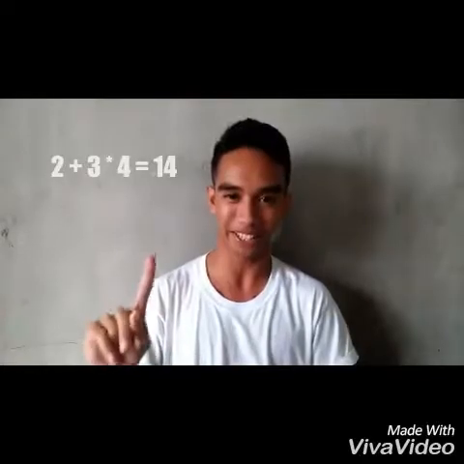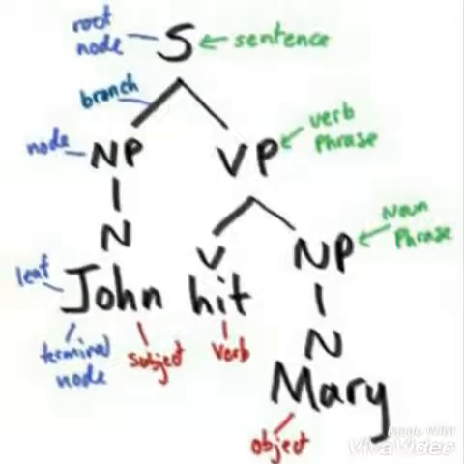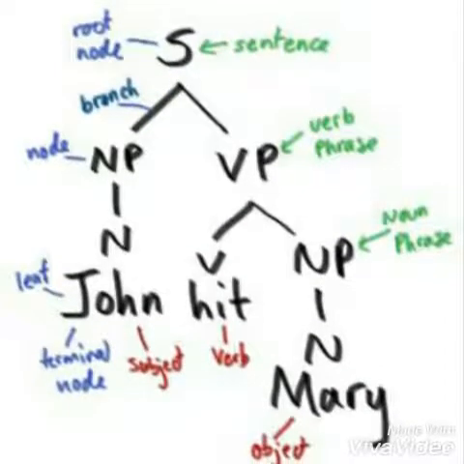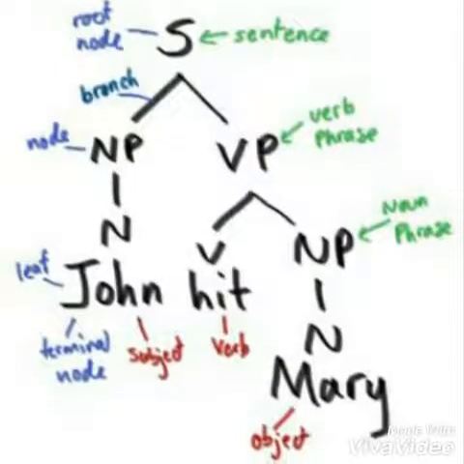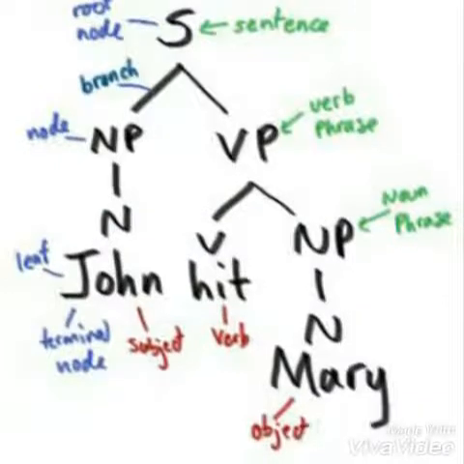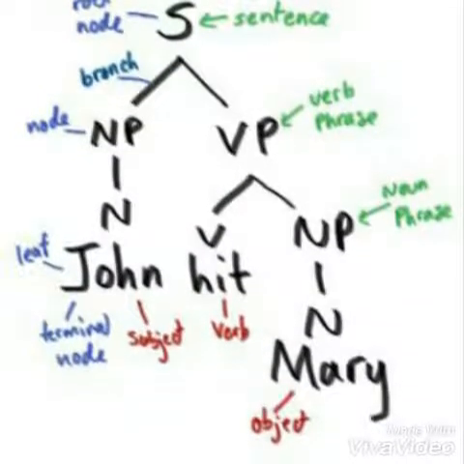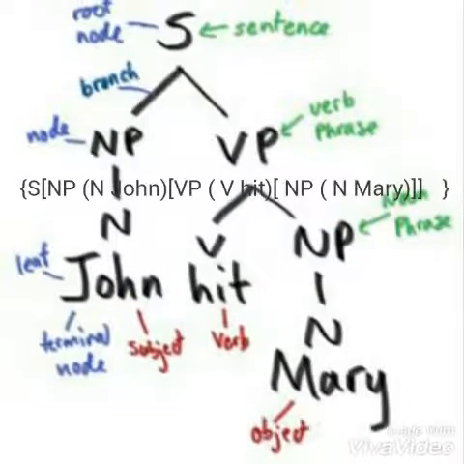Multiplication takes precedence. There are two main methods of illustrating the syntax of a language or a sentence in writing. The first, the more intuitively comprehensible, is a syntax tree. The simplified tree of the sentence, John hit Mary, can be translated into the following bracketing notation.